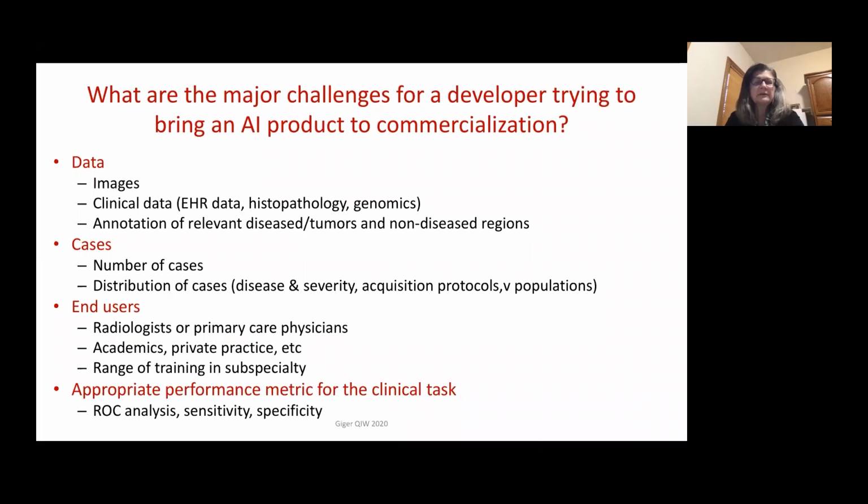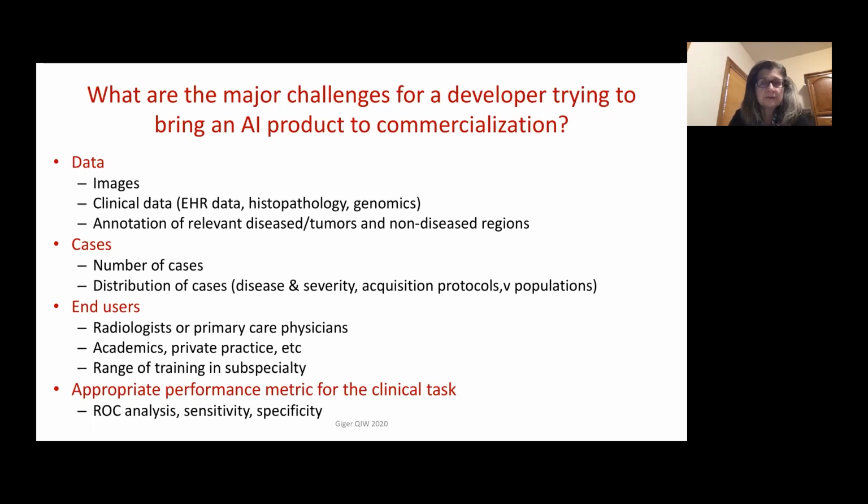In developing, you need enough data. Data could be the images, the clinical data, as well as any annotation of relevant disease or tumors and non-disease regions. You need to consider the number of cases, and not just the number, but the distribution of cases, the disease type, the severity, acquisition protocols, as well as various populations.